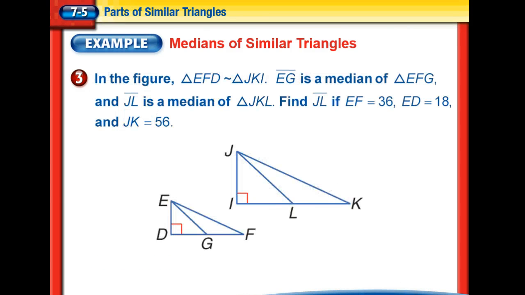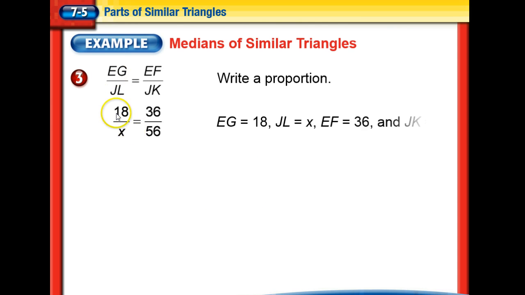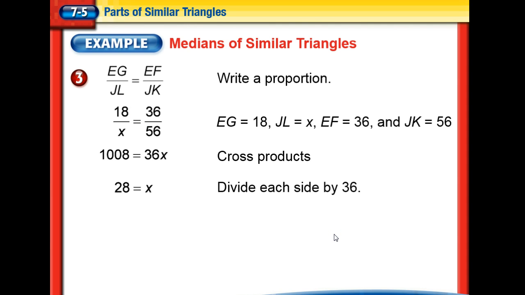Okay, I'm going to go back. JL was 28, JK was 56, EF was 36, and ED, this is a typo. I don't think they used ED as 18. They used EG as 18. See here, EG, 18. So they made a mistake in their PowerPoint. So if you drew this picture in your notes, please fix that.